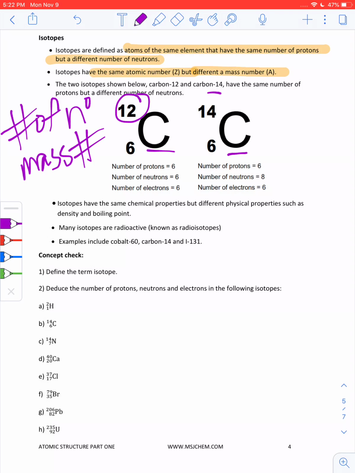The only thing that'll be different is the mass number that's up here in the top left, and that's because the number of neutrons are different, and that number of neutrons is included in the calculation for the mass number.